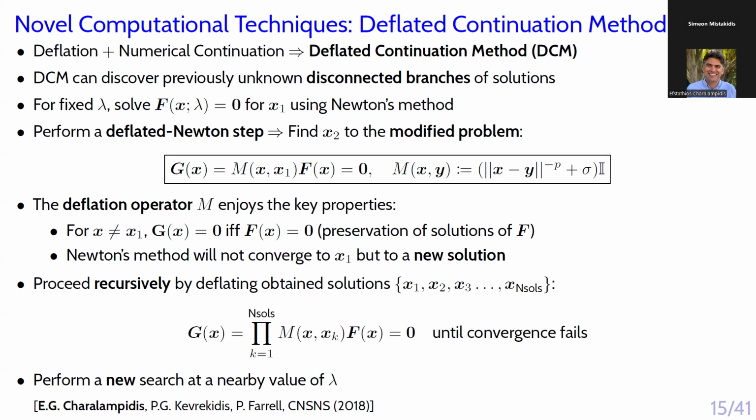Instead of solving f of x equals 0, I'm going to solve m times f equals 0, where m is this operator that consists of two things. One is the norm of x minus y, the difference of those two vectors, to some power p, which has to do with the following. Think of Newton's method: here you have x1, which is something that you know, and x is now your independent variable. If during the course of Newton's method x is very close to x1, due to this term it's going to push Newton's method away from that point that you know.